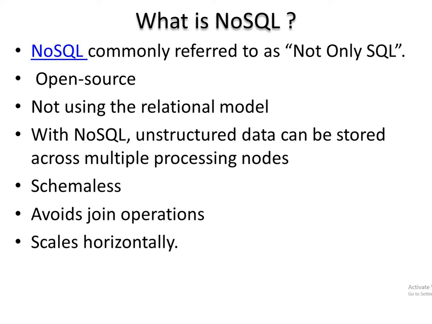It avoids the join operation. As it is schemaless, there is no need for join operations. And it easily scales horizontally, meaning a new node can be added easily to an existing system, and clusters of those systems can be formed, and NoSQL supports scaling that system horizontally.